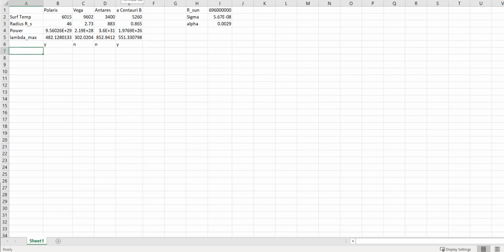Two of them, Polaris and Alpha Centauri B, have their peak frequencies in the visible range, because it's between 380 nanometers and 750 nanometers, whereas of the other two, Vega is in the UV region and Antares peaks in the infrared region. It's above the 750 nanometers. The sun has a total radiated power of 3.85 times 10 to the power 26 watts. Which of the stars, if any, have a total radiated power less than that of our sun?